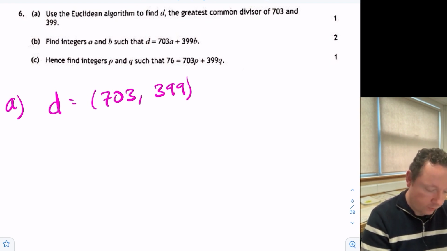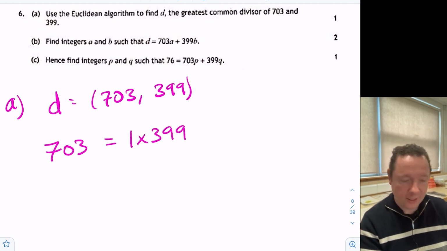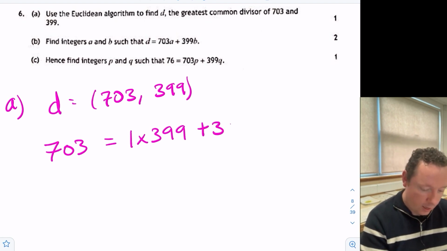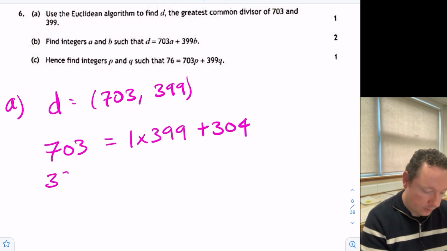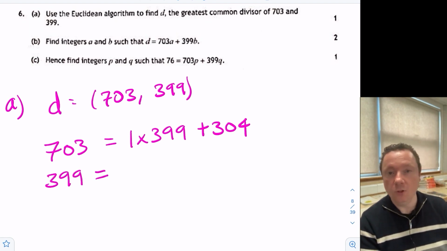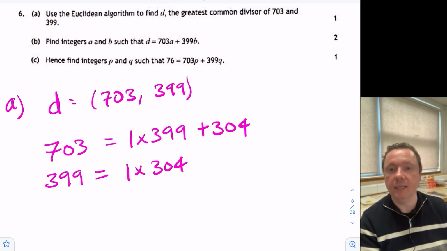So we've got 703. Well, that is going to be 1 times 399. And then to get your remainder, take away 399 and you get 304. And then we just start again. So 399, that's equal to 1 times 304, and the remainder in this case is 95.